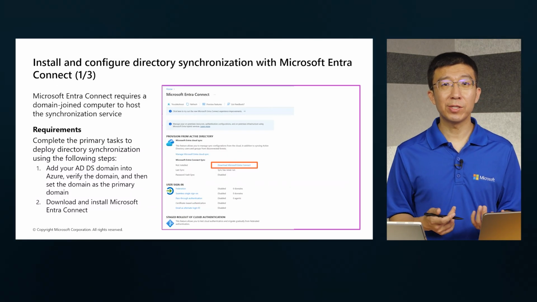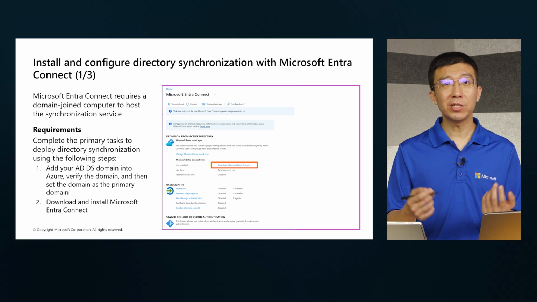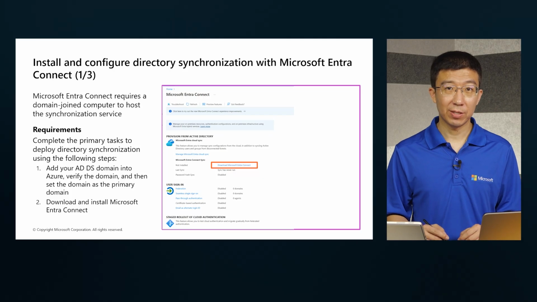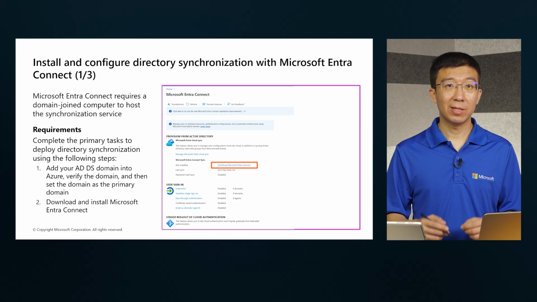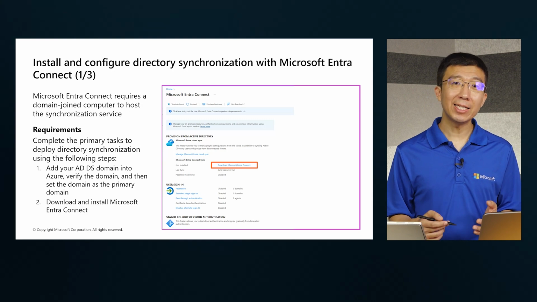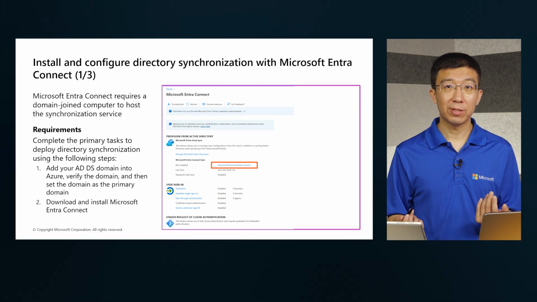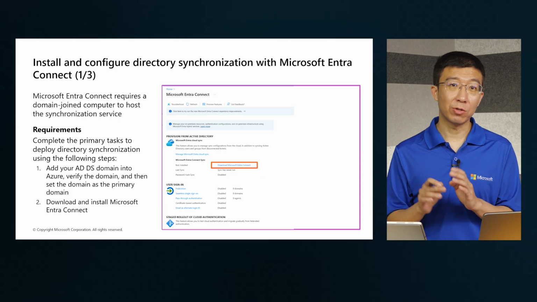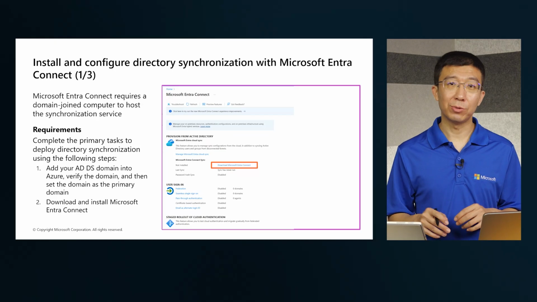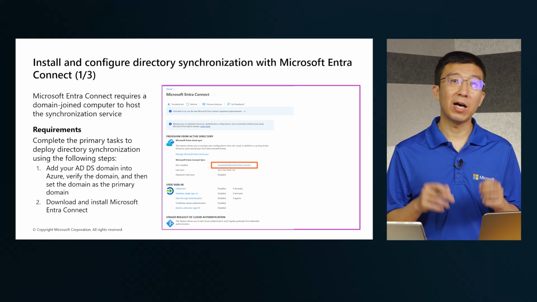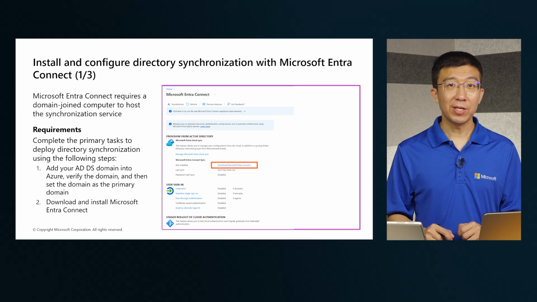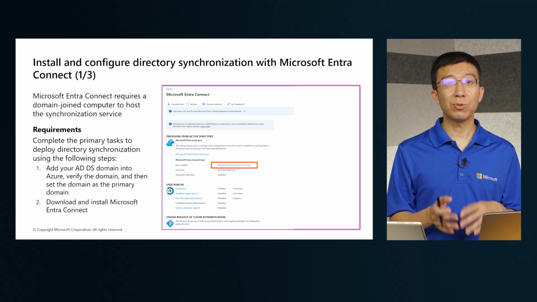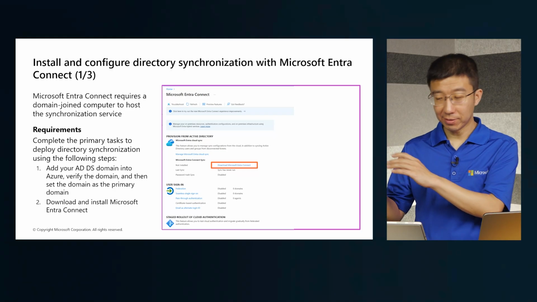To deploy directory synchronization, you need a domain-joined computer to host the Entra Connect service. The main steps are: add your ADDS domain to Azure, verify it, and set it as the primary domain. Then download and install Microsoft Entra Connect. This setup enables secure, reliable synchronization between your local ID and Entra ID.